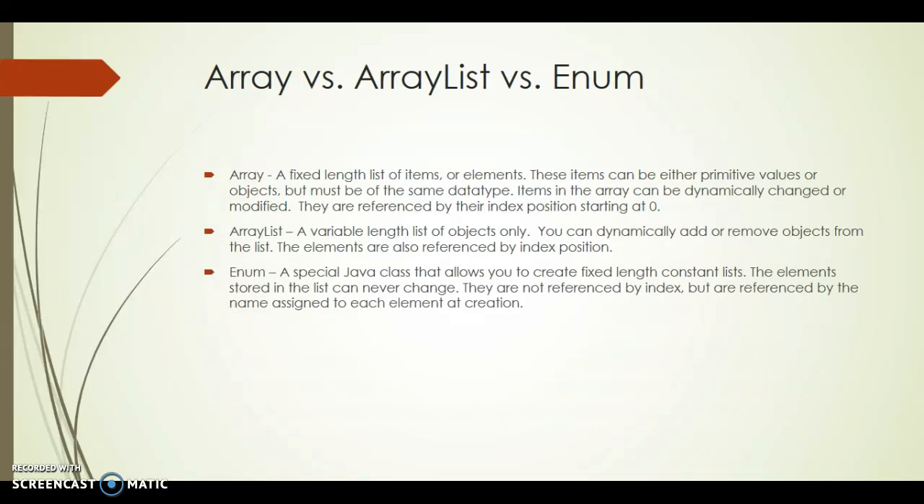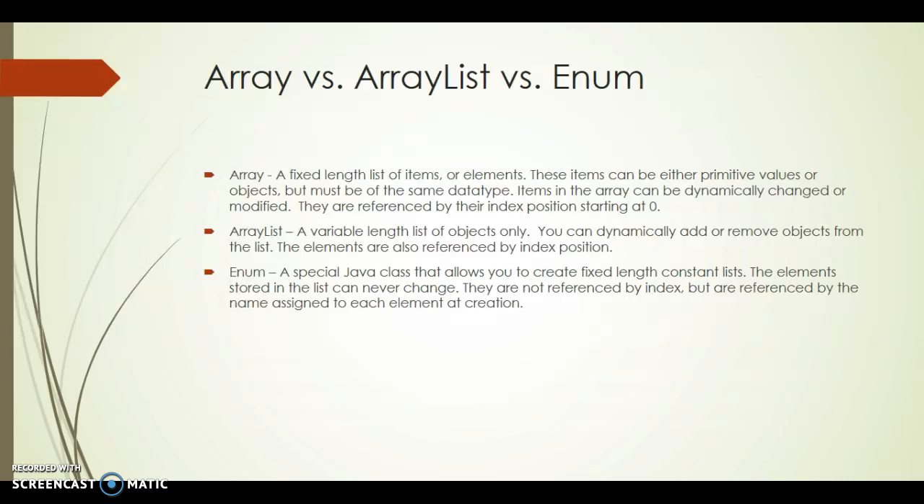Arrays versus array lists versus enums. The difference between an array, an array list, and an enum class: an array is a fixed length list of items or elements. These items can be either primitive values or objects, but must be of the same data type. Items in the array can be dynamically changed or modified. They are referenced by their index position starting at 0.